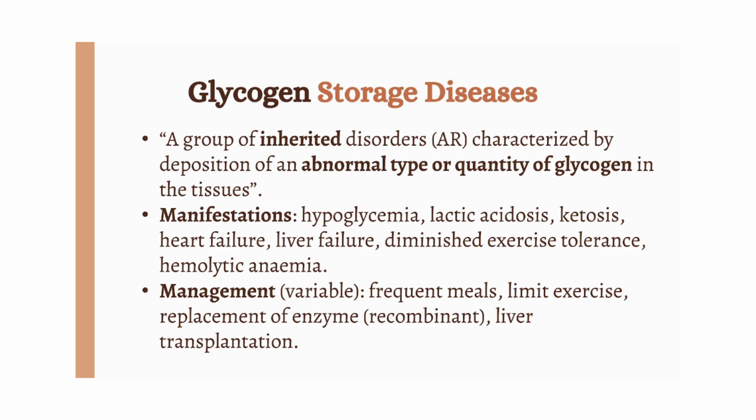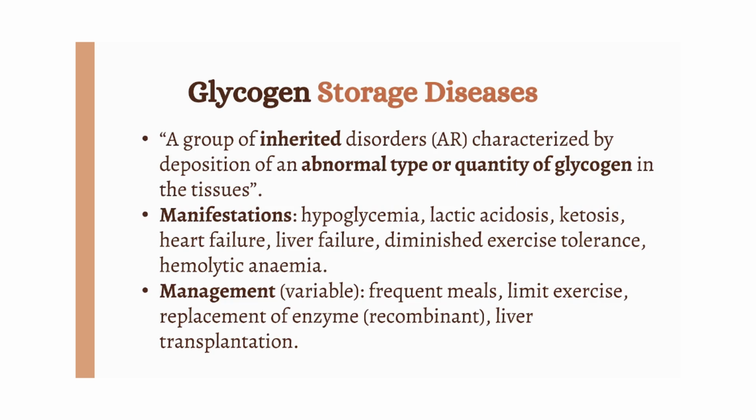Heart failure because, for example, of the accumulation of glycogen itself and the unavailability of energy. Liver failure as well. Diminished exercise tolerance because of the accumulation of glycogen in addition to unavailability of energy for muscle contraction. Hemolytic anemia because, as we know, RBCs are dependent first and foremost on glucose as an energy source. This glucose will not be available from glycogenolysis because glycogen is abnormal, whether in type or in quantity.